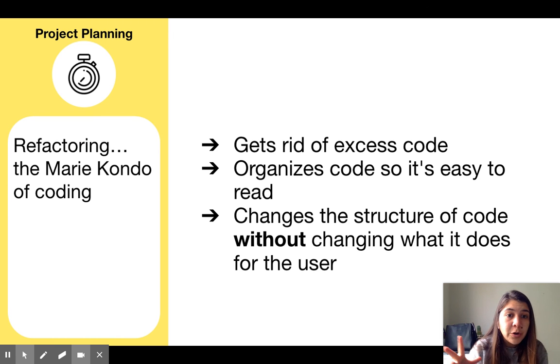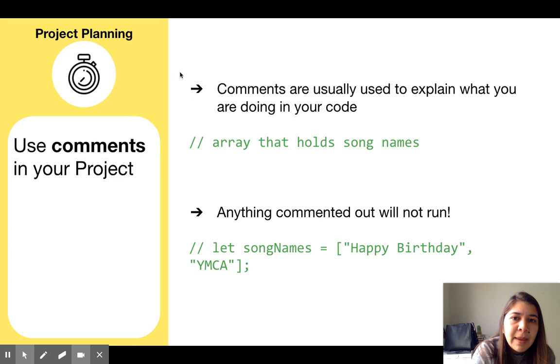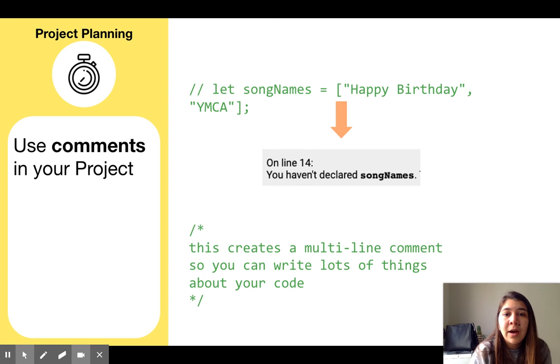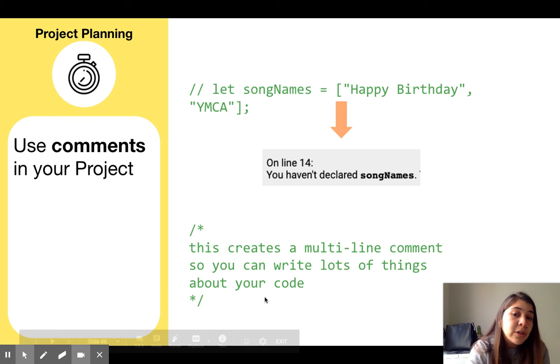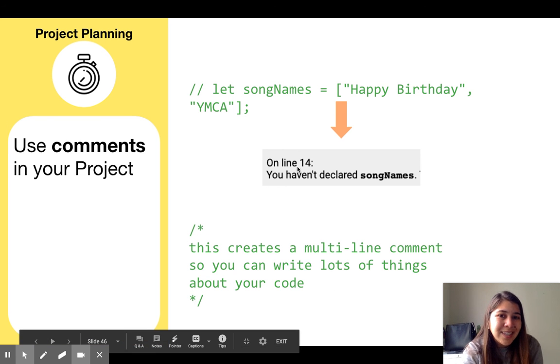We're going to get rid of all our extra code. We're going to organize it so it's easy to read. And then we want to change the structure of it without really changing what it does for the user, because your code works. One thing you might do in order to make your code reusable for other people is add comments. A single line comment in JavaScript is going to be two slashes. The purpose of comments is to explain what your code is doing. It's not going to run in the code. A multi-line comment is going to be a slash and a star. To close it out, you're going to have a star and a slash.